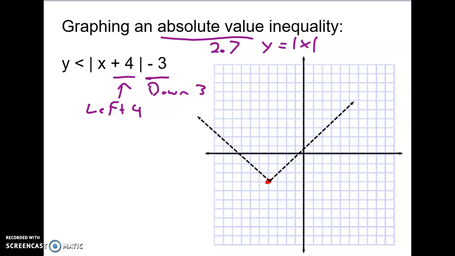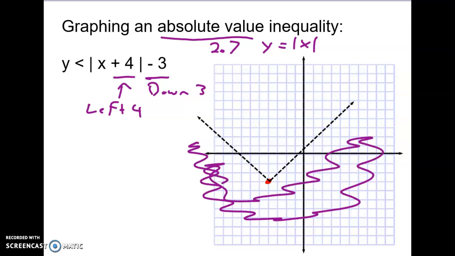Final step is to shade above or below it. So in this particular example, the mouth is facing away from y, so y is less than, which means we have small y values. So we're going to shade everything down here. These are all the points where y is less than this absolute value statement.